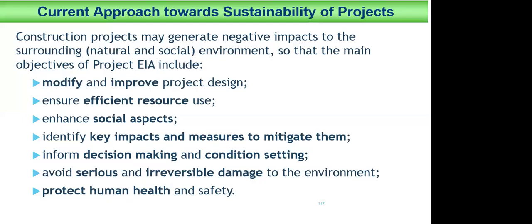Also, it needs to ensure efficient resource use. Like I said, if we have resources that are to be used, and there are alternative mitigation strategies, we look for the most cost-effective strategy so that we can pick that. So that means the EIA effectively identifies which alternative is cheaper among the alternatives to be used. Then the EIA will also enhance social aspects.